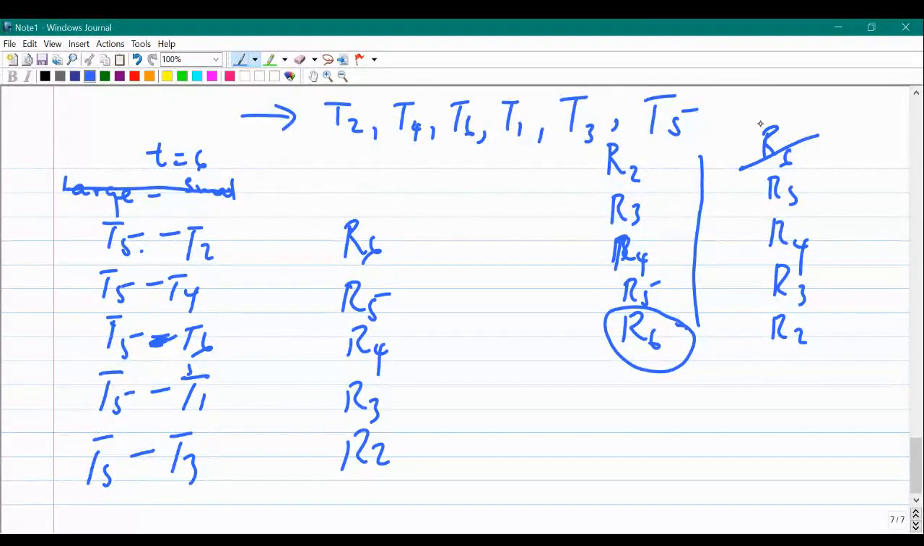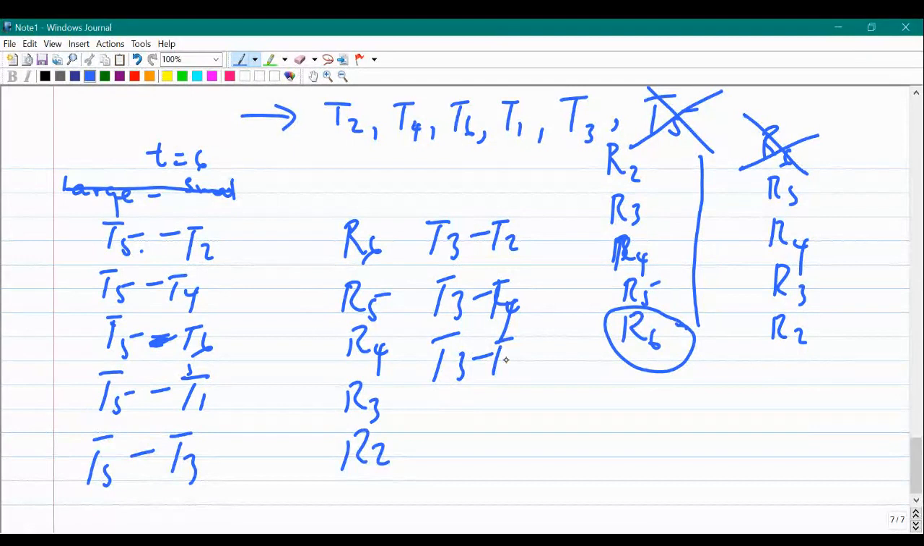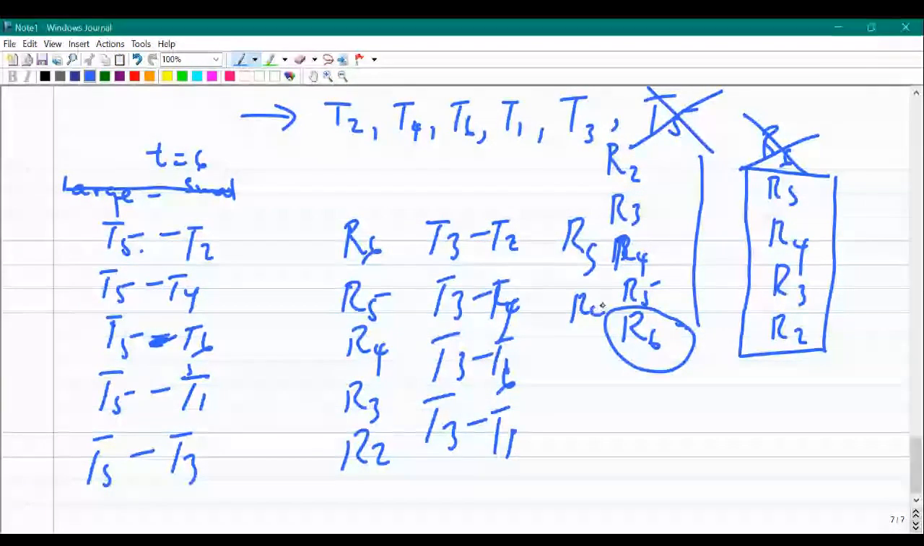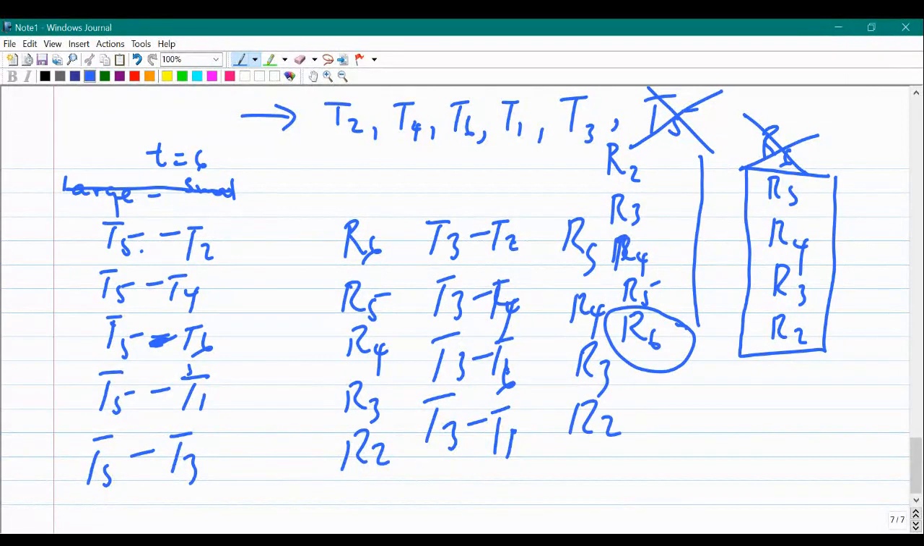Now, when you want to move to the next step, where now you want to compare the second largest and the other means, you get rid of this one, and you also get rid of this one. You understand my sister? Okay. So now we are left with T3 minus T2, T3 minus T4, T3 minus T6, T3 minus T1, isn't it? How many values do you have? 1, 2, 3, 4. How many ranges are you left with? 4. So you just attach R5, R4, R3, R2.